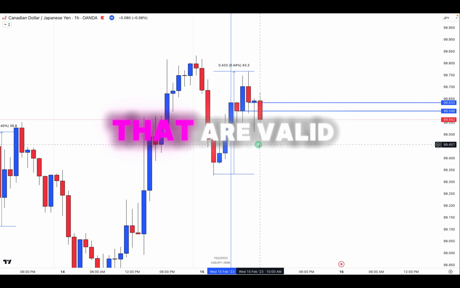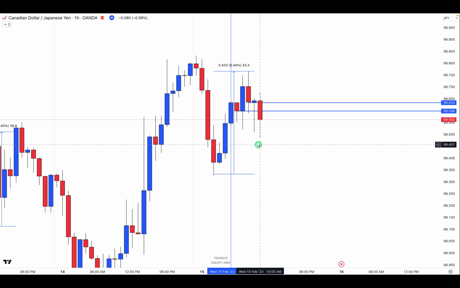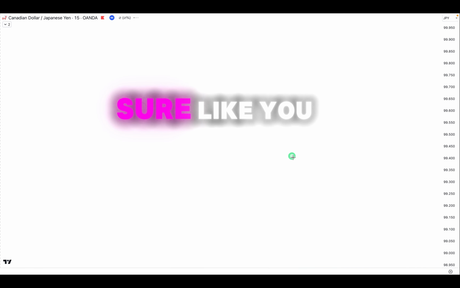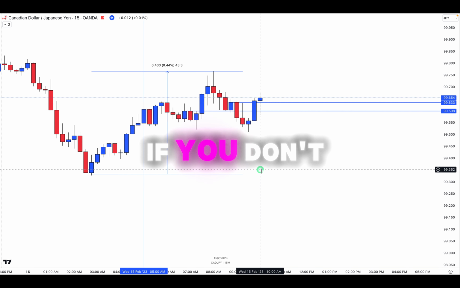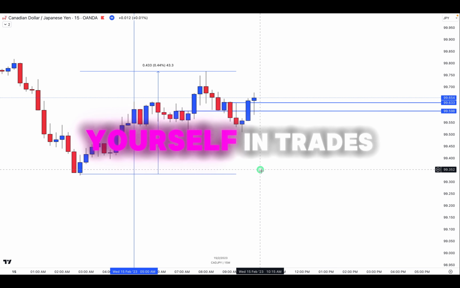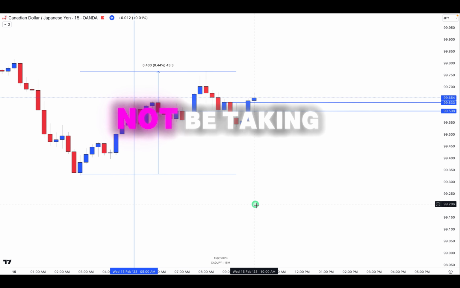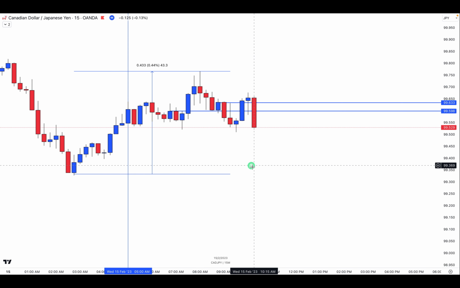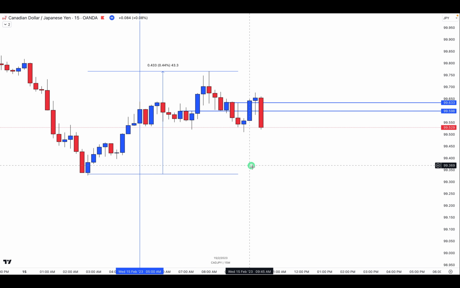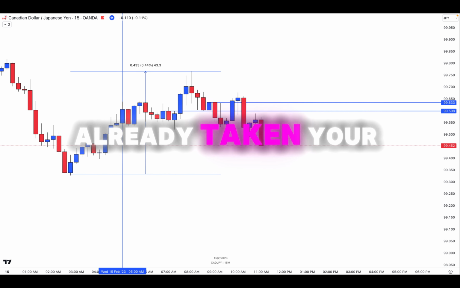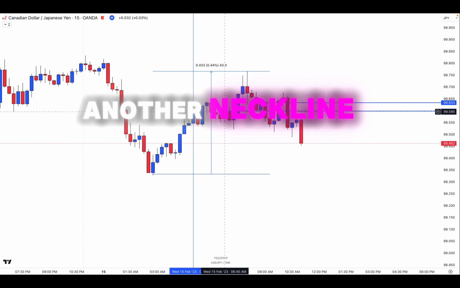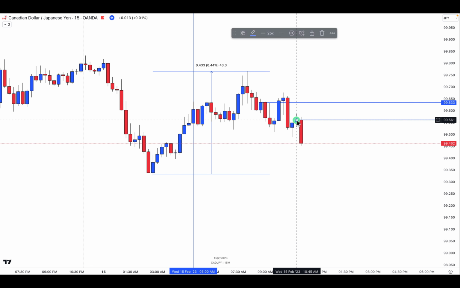The only trades that are valid are from 10 to 11. So make sure you actually understand it pretty well. If you don't, you're going to find yourself in trades that you should not be taking. Like here, you can see this one would have already taken your stop loss. That's why you always have to wait for another neckline. Another neckline here, you can see it is this one here.